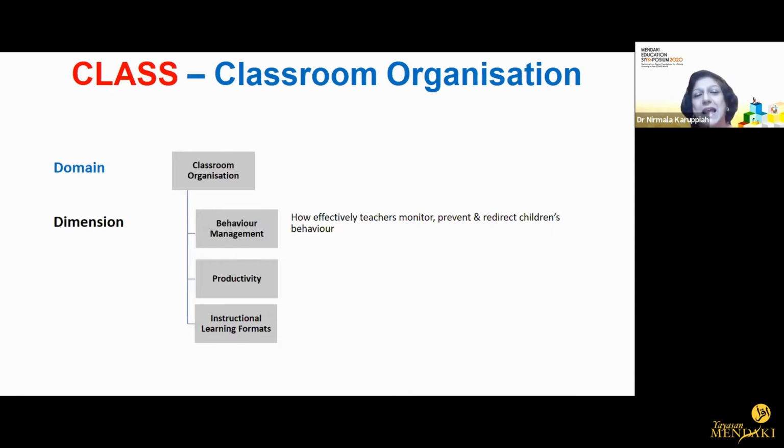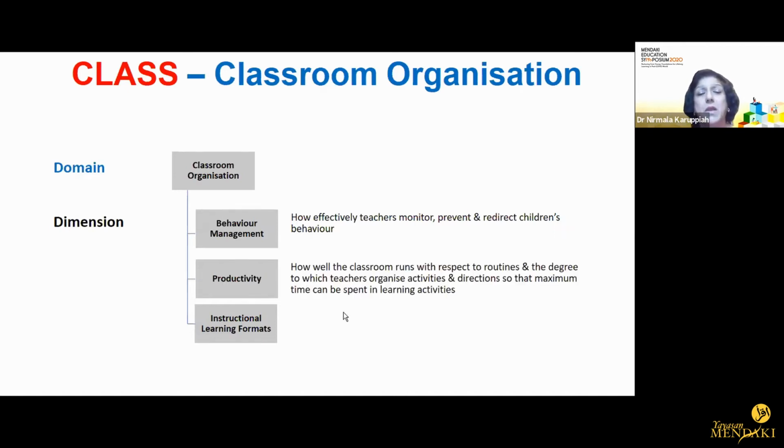Something like that, teachers could do to redirect children's behavior, or they could talk to the two children and see how they can resolve the problem, maybe getting them to work together instead of fighting over the materials in a particular learning center. All right, let's look at productivity.